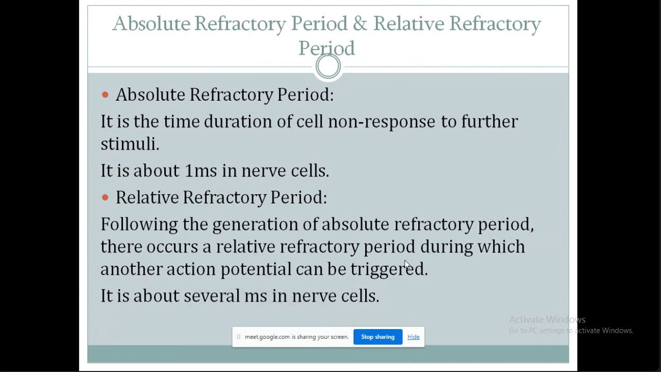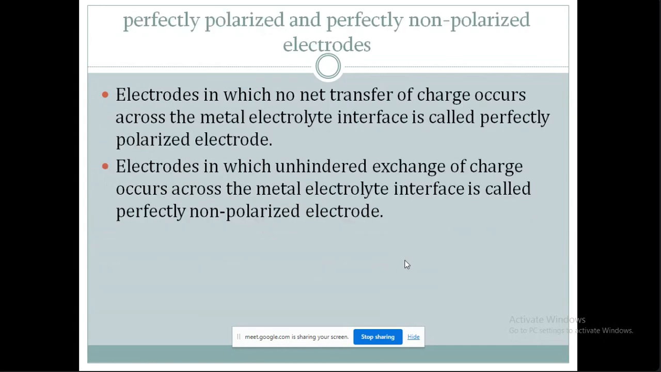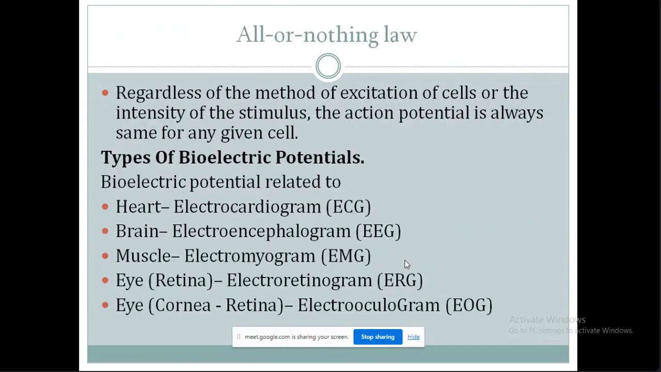What about the relative refractory period? It follows the absolute refractory period, and during it another action potential can be generated. It is also about several milliseconds in nerve cells. It is called relative because it is compared with the other one. Next, the all or nothing law.